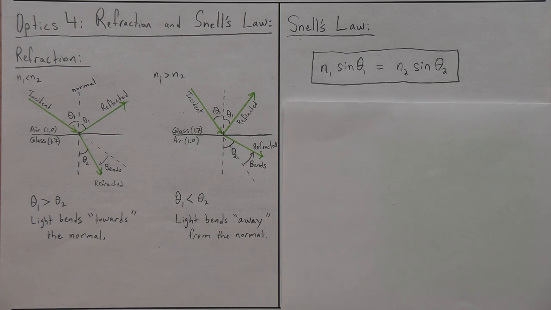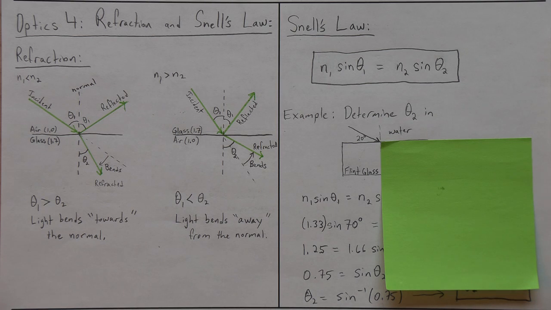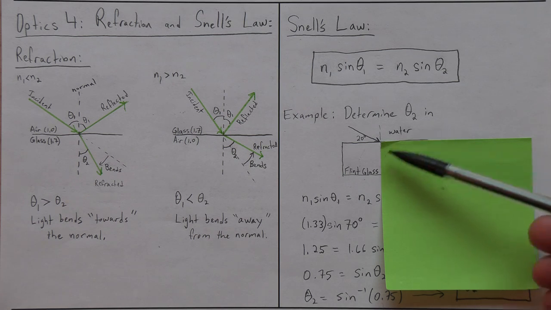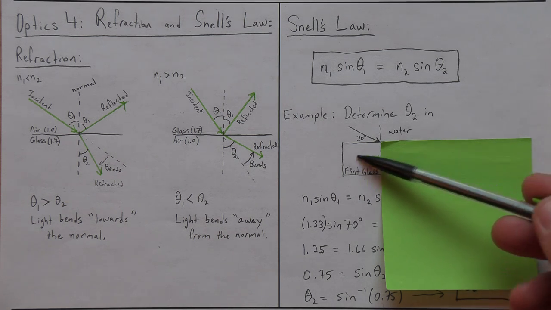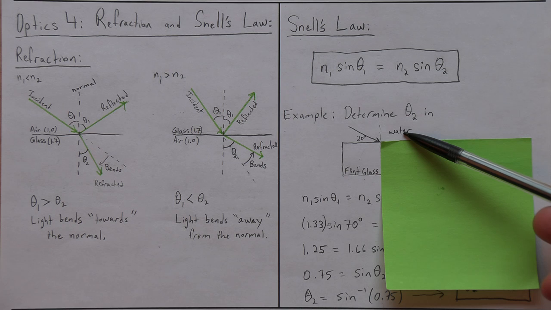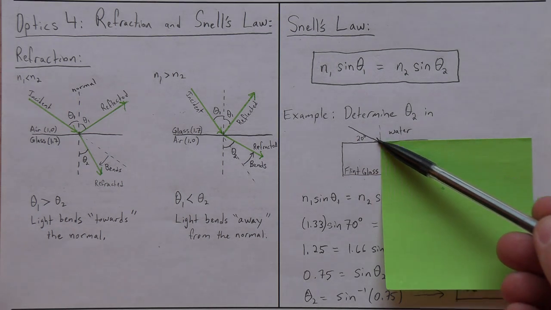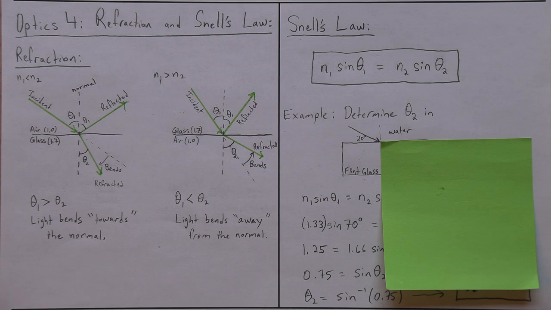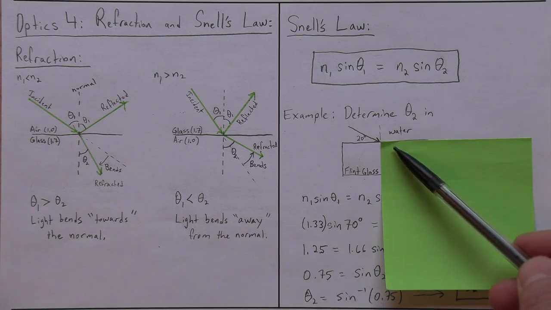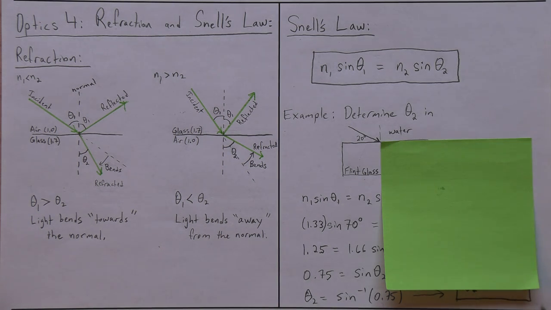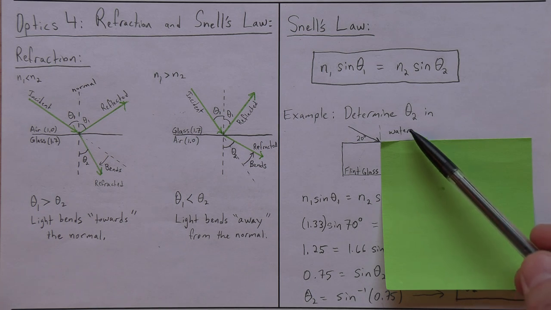The next thing we're going to do is an example calculation. We've got a piece of flint glass, a block of glass, surrounded by water. The light's coming in like this. I covered this up because I drew the light ray in the material. I want you to think about water.